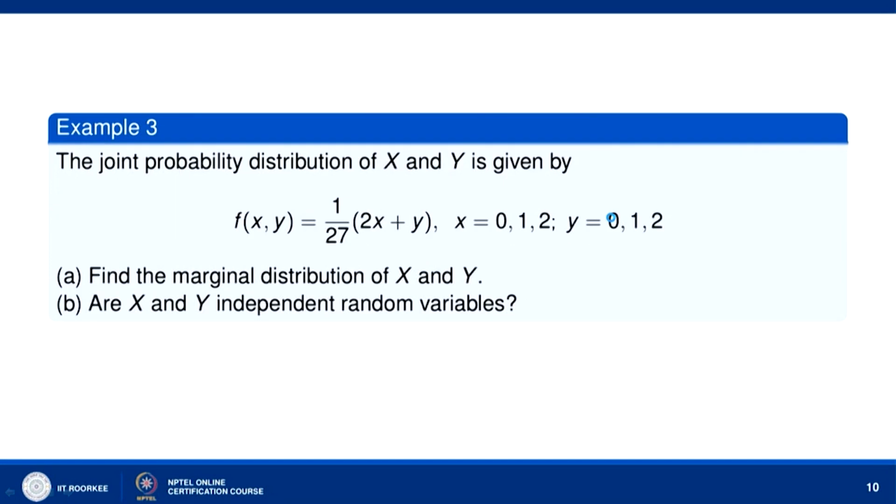Let us look at the joint probability distribution of x and y. f(x,y) equals 1 over 27 times (2x plus y), x equal to 0, 1, 2, y equal to 0, 1, 2. Find the marginal distribution of x and y. Let us first find the marginal distribution of x, f_X(x). f_X(x) is the sum over y equal to 0 to 2 of f(x,y), and x takes the values 0, 1 and 2. So, let us form the table for f_X(x).